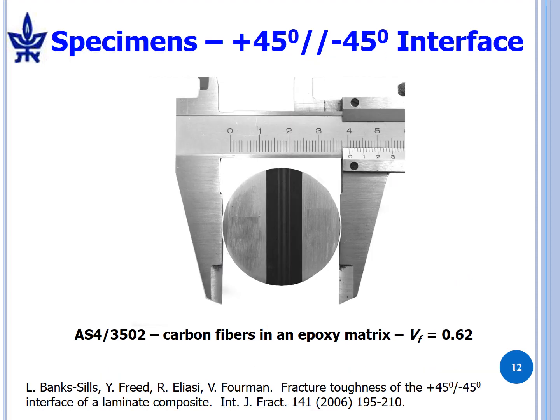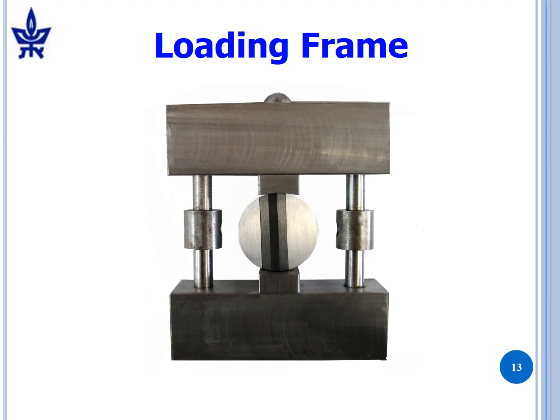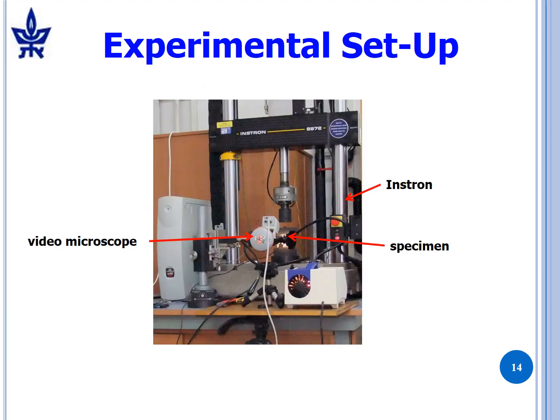Here's the plus 45, minus 45 degree interface. You cannot see clearly all of the layers, but they're there. And it's the same material that we tested. And so here is our loading frame, which we then put into Instron. Here's our experimental setup. The Instron has a load cell of 25,000 newtons.